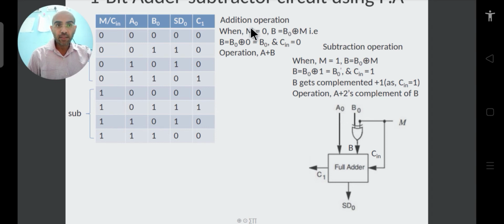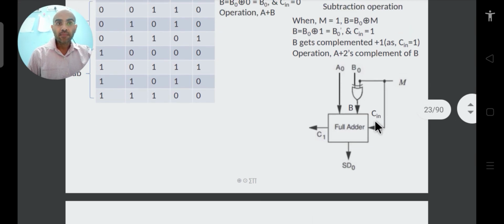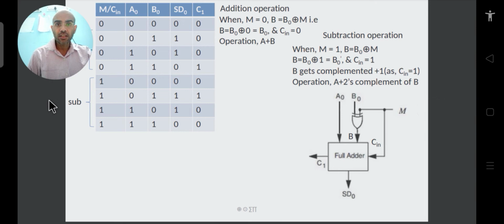If you implement this particular logic in the form of a hardware logic circuit, then A0 will remain as it is, whereas B0 will use an XOR gate, and the inputs of the XOR will be M and B0, and the output will be that intermediate B. M will always be equal to Cin, so that is why we have written M is equal to Cin. Your output will be at this terminal, it can be sum or difference, whereas the carry output will be generated from this terminal. So this is how, with the help of the same circuit, we can do not only addition but subtraction also.